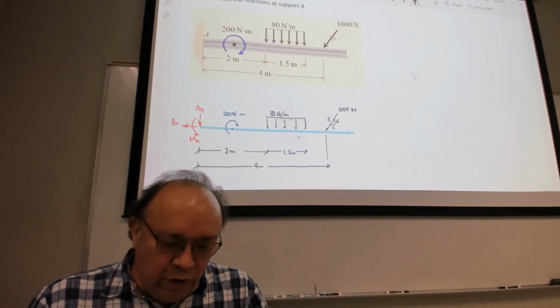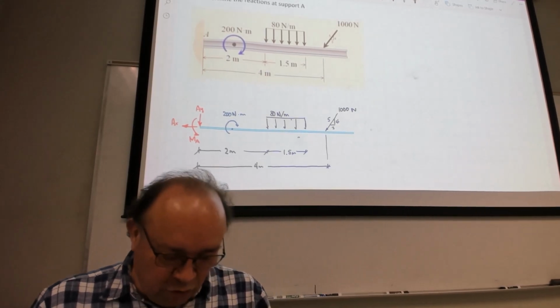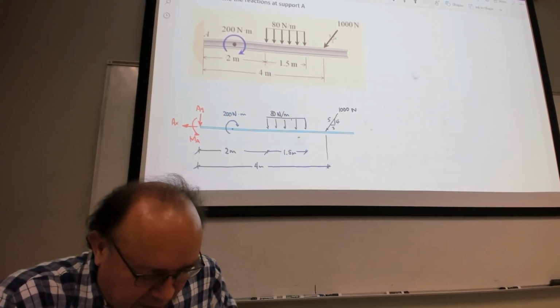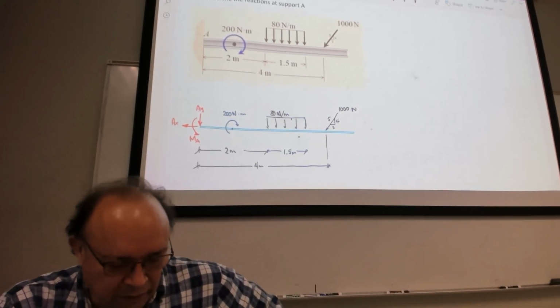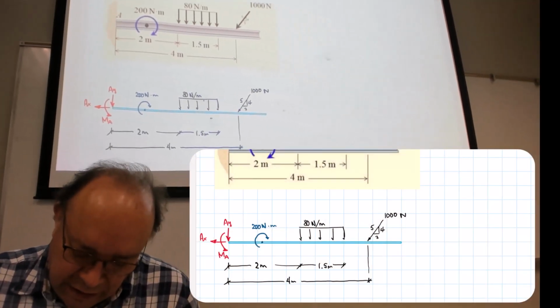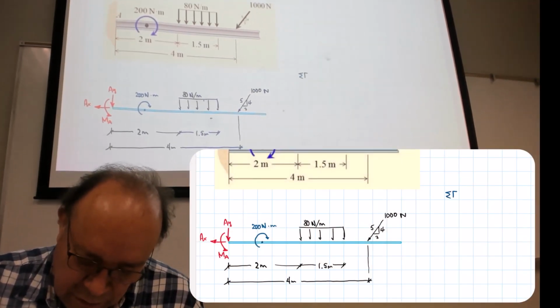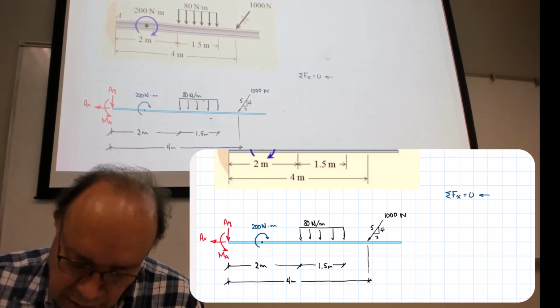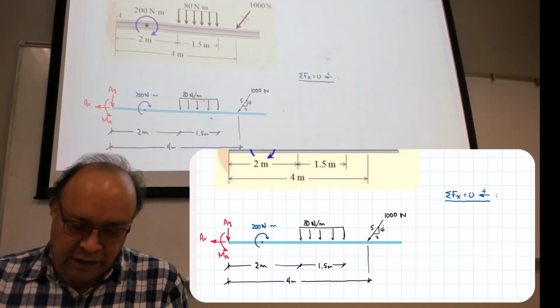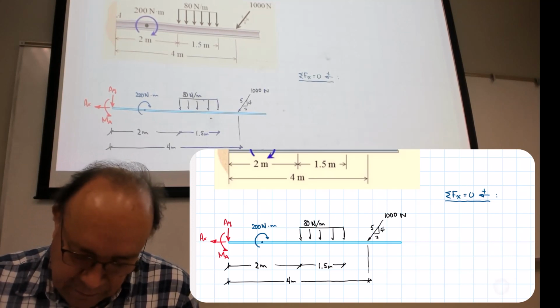Okay, so now we are at the point where we can do summation. We have three unknowns. Summation of forces in the x direction equal to 0. I'm gonna do positive to the left because, as I said, I like to have my unknown with positive sign. So I will have AX.